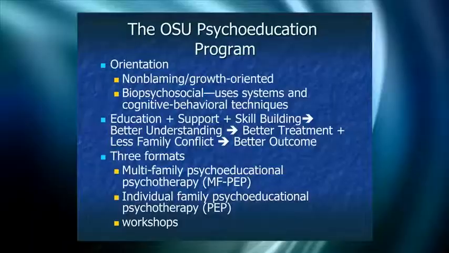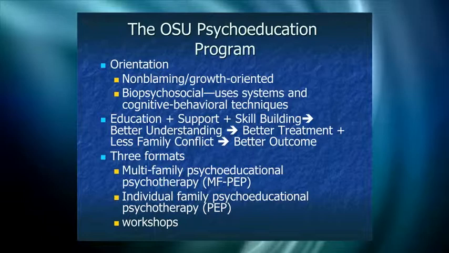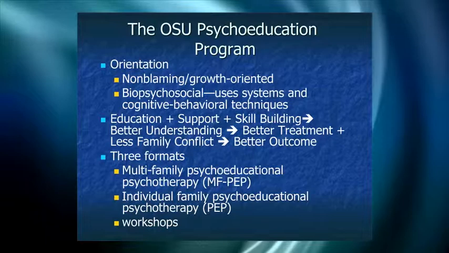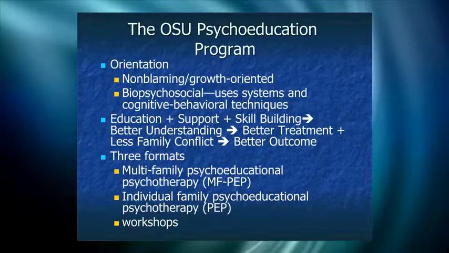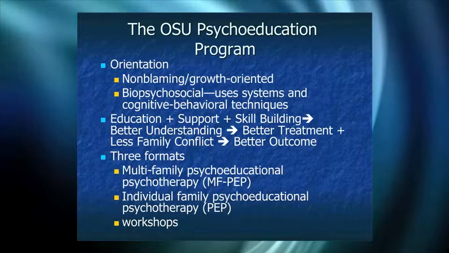And then that brings us to the work that we've done at OSU with the psychoeducation program. The orientation that we have taken is very much a non-blaming, growth-oriented kind of a model using a biopsychosocial framework. And the therapeutic underpinnings are really taken from family systems and cognitive behavioral techniques.